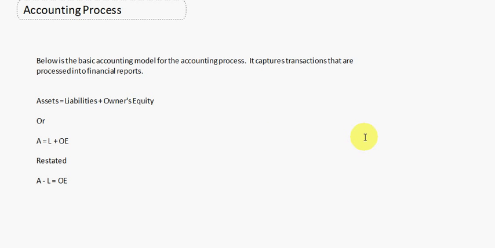Okay, let's take a look at the accounting process. Below is the basic accounting model for the accounting process. It captures the transactions that are processed ultimately into financial reports. Assets equals liabilities plus owner's equity. You'll hear that a lot throughout the semester as an intro to accounting student. In other words, A equals L plus OE.